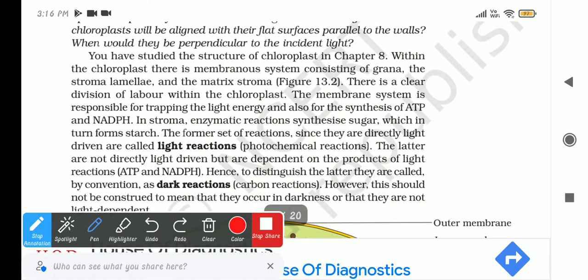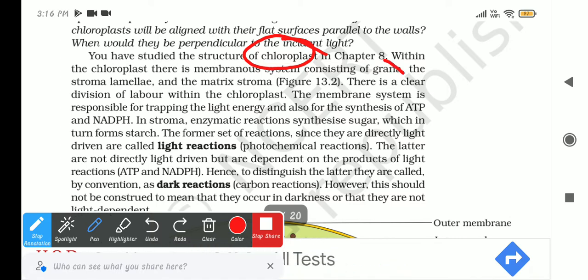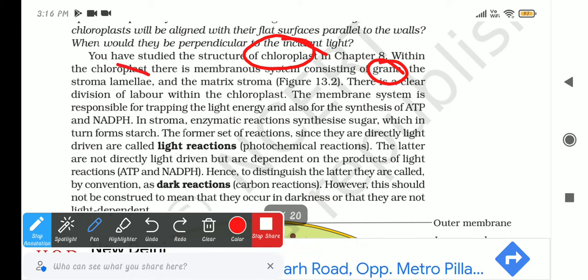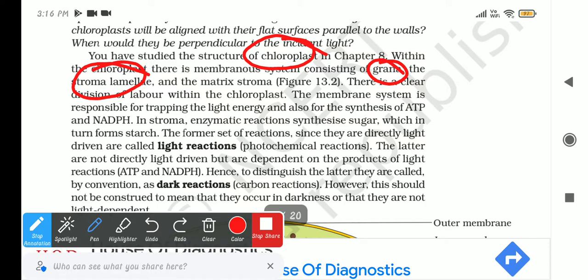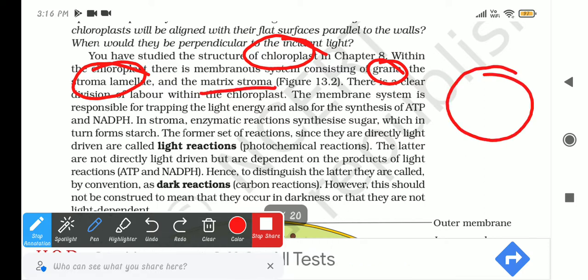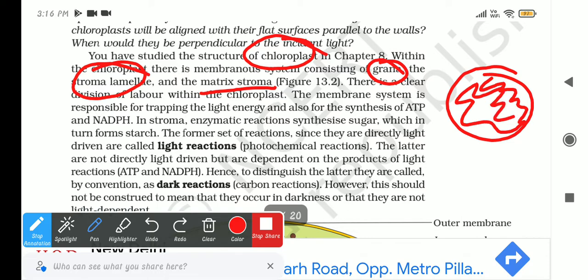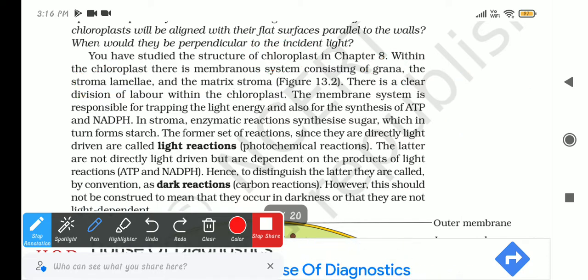It is written that we have studied the structure of chloroplast in class 8, and we have already studied it in class 11 also. So within the chloroplast, there is a membrane system which is called grana. And two or more grana are attached by the stromal lamellae, and we have the matrix stroma. Like this is the chloroplast. Here it is stroma only. It is the matrix. And there is a clear division of labor within the chloroplast, meaning every part has its individual work to do.